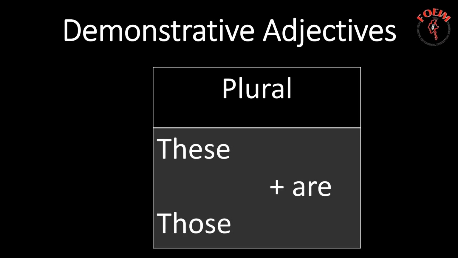This slide is the plural form. The plural of this is these. The plural of that is those. We use the plural noun and the plural verb form are with these and those, such as these are texts, those are apples.